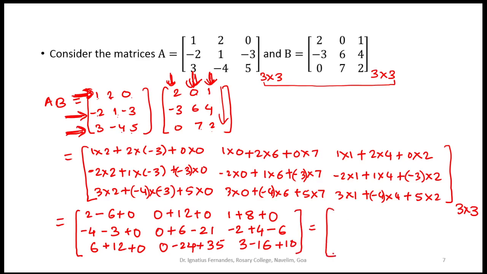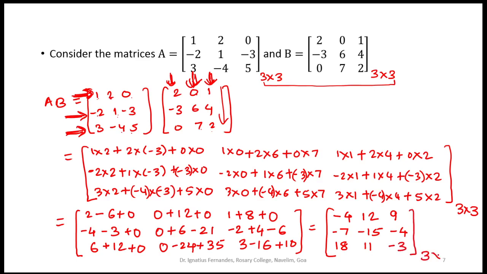Okay, so I write down these values. So this is minus 4 minus 6. I have 12, I have 9, minus 4 minus 3 is minus 7, 6 minus 21 is minus 15, minus 2 and minus 6 is minus 8, plus 4 is minus 4, 6 plus 12 is 18, minus 24 plus 35 is 11, and 3 plus 10 is 13, minus 16 is minus 3.